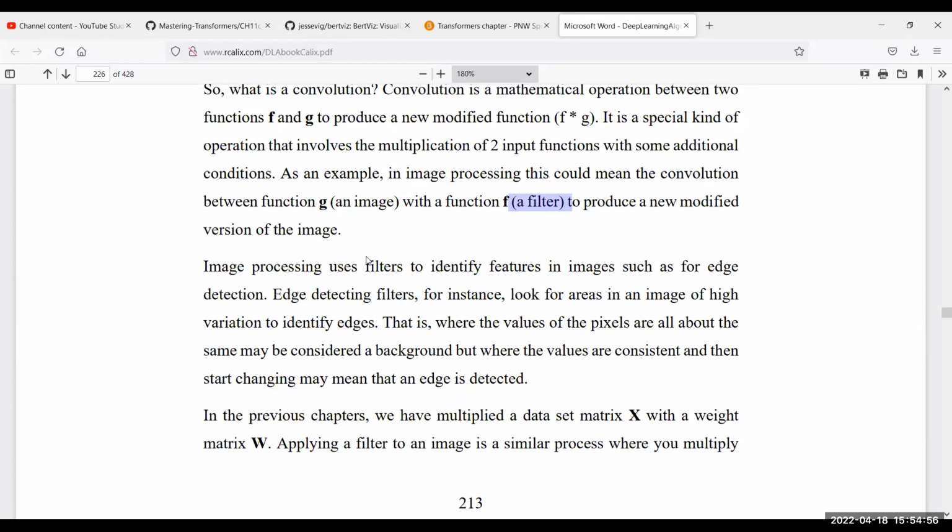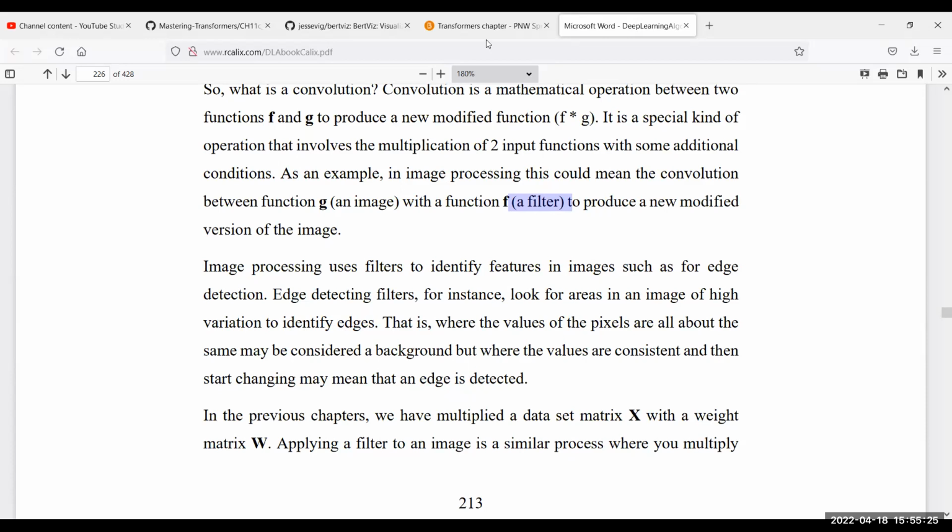As I said, image processing uses filters to identify features in images, such as for edge detection. Edge detecting filters, for instance, look for areas in an image with high variation to identify edges. Where the values of the pixels are all about the same, that may be considered, for instance, background. But where the values are consistent and then start changing may mean that an edge is detected.